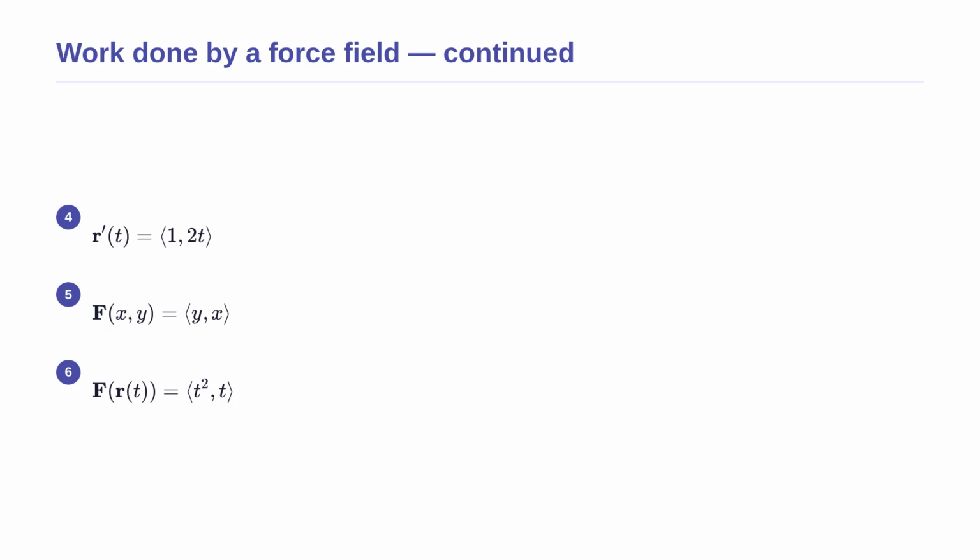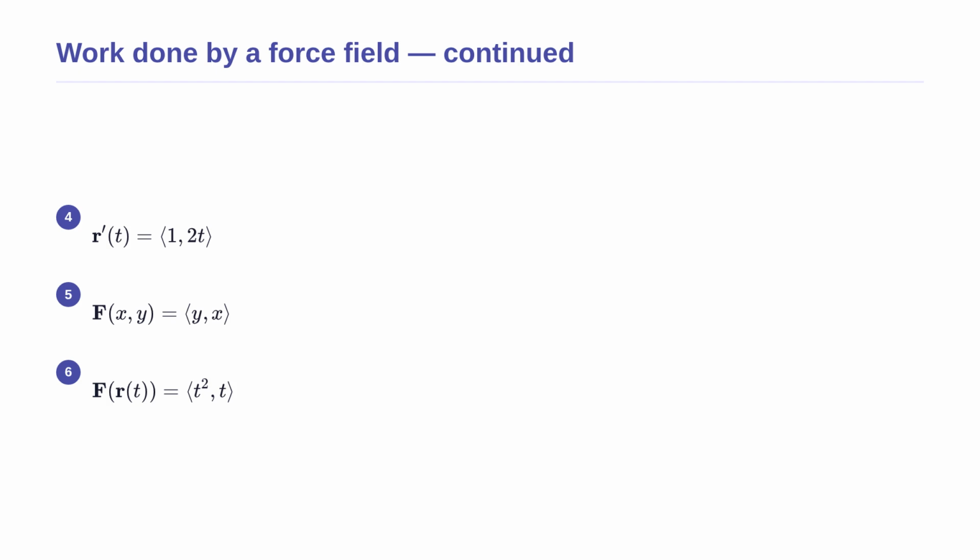Continuing with our setup, we take the derivative of the position vector with respect to time to find the velocity vector. The derivative of t is 1 and the derivative of t squared is 2t. This vector points in the exact direction we are moving.